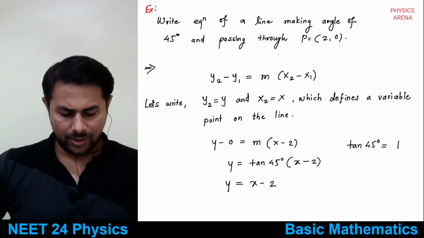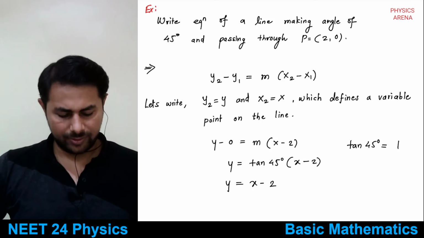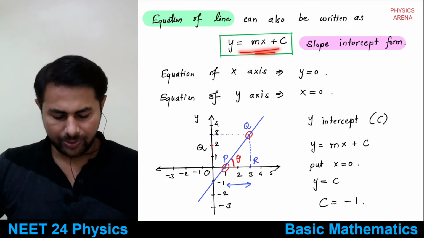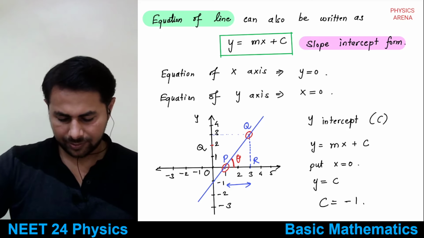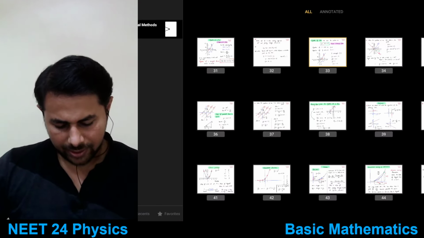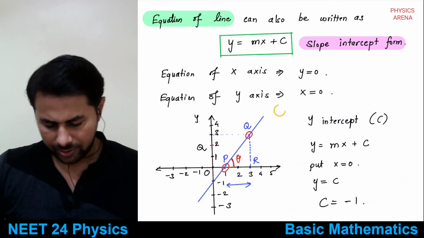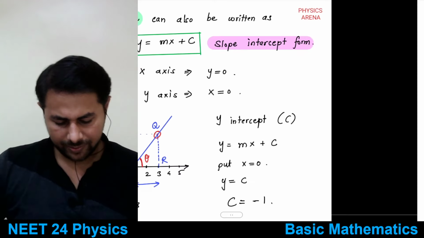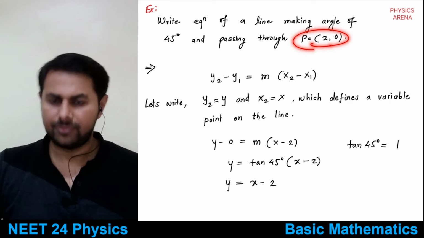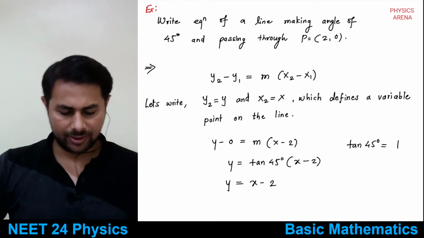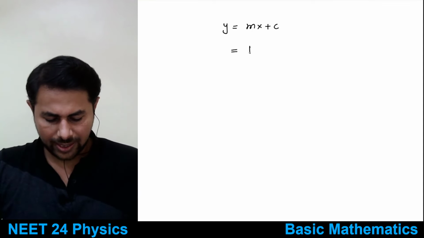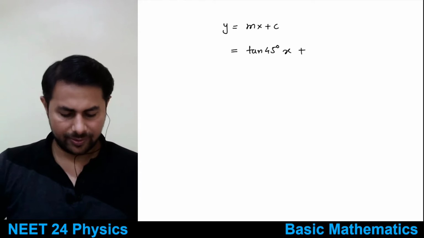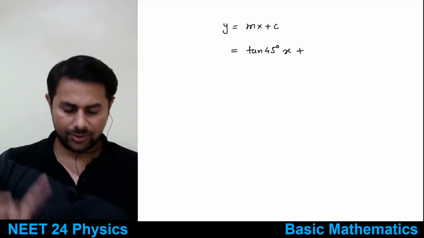Okay, good. Now suppose you have the slope point form. It's very simple. For an example, you just write y is equal to mx plus c, and what was your point? Your point was (2, 0), and the line makes an angle of 45 degrees with the x-axis. So this is tan of 45 multiplied by x, plus c. So now what is this c? c is an intercept.